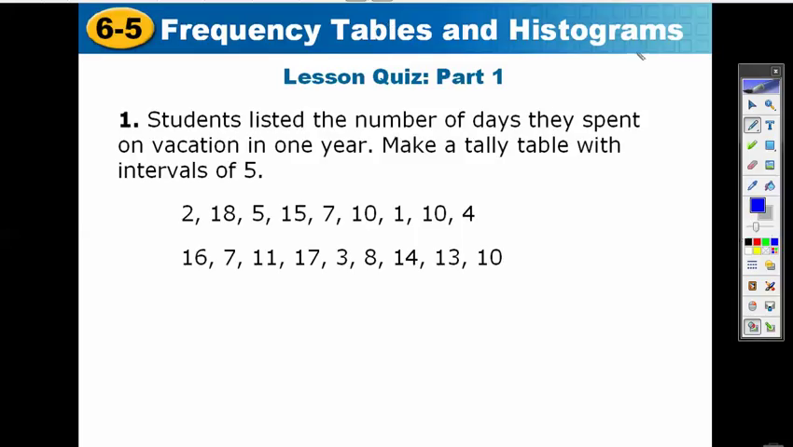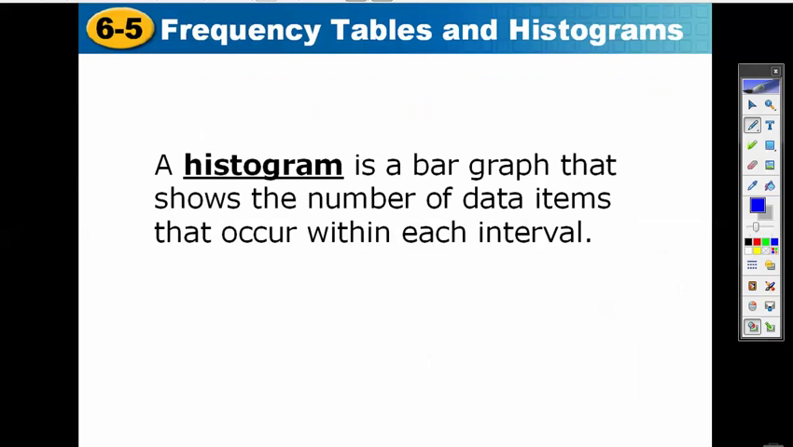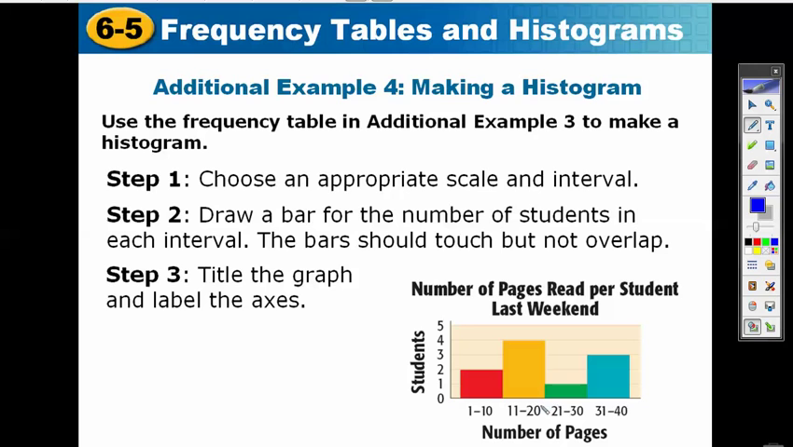A histogram looks a lot like a bar graph, except at the bottom, instead of categories, we have groups. I'll show one to you. So this is the number of pages read last weekend for students. Here's the number of students, and then here's the number of pages. Instead of listing every single one of these pages, we put them into categories.